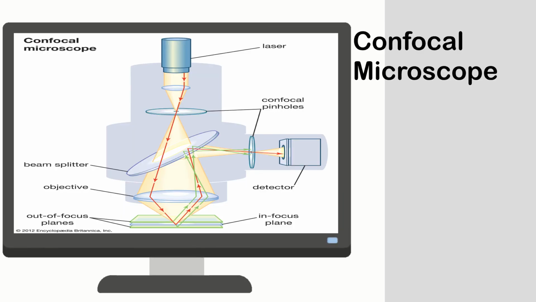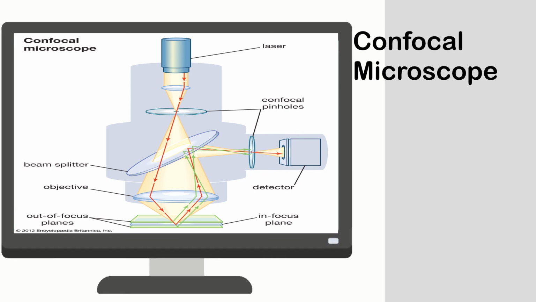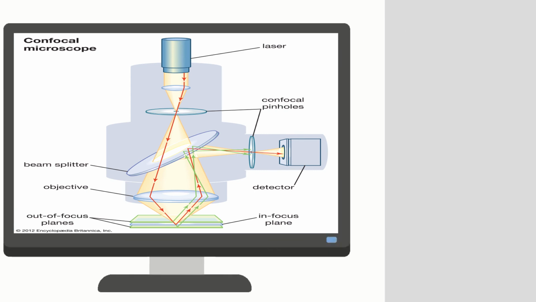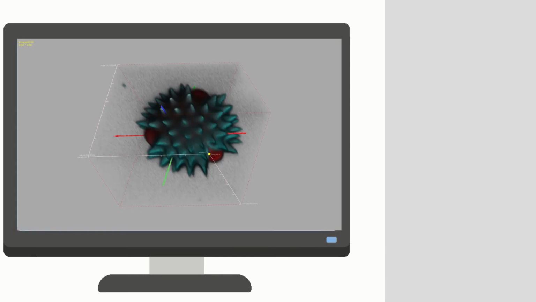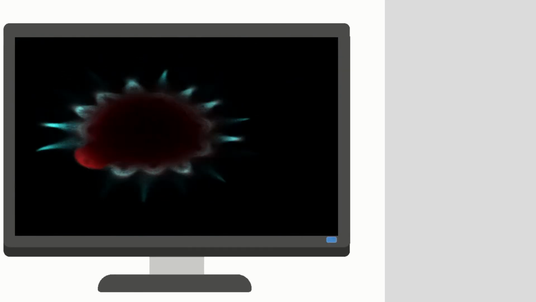Confocal. Well, it's an optical imaging technique used to increase the optical resolution and contrast of light microscopes. It uses a spatially positioned pinhole to block out-of-focus light in the image formation. With confocal microscopes, you can compile slices of your sample.